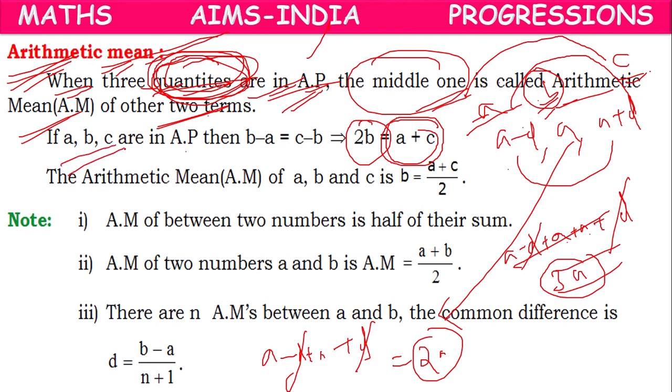Or if A, B, C are in AP, then the difference of the second one and first one, B minus A, equals the difference of the third one and second one, C minus B. By that also we can get this formula: 2B equals A plus C.